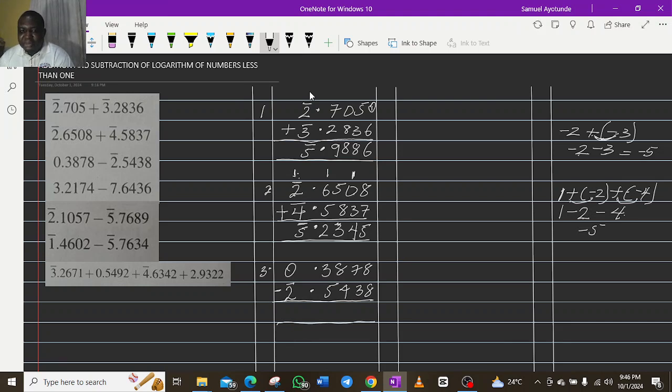So 8 minus 8, that is 0. 7 minus 3, that is 4. 8 minus 4, that is 4. Then 3 minus 5, we can't take away 5 from 3. So we need to borrow. Now, this is where people get it twisted and confused. We need to borrow in this case. Then how do we borrow?